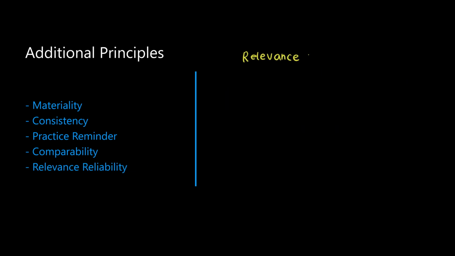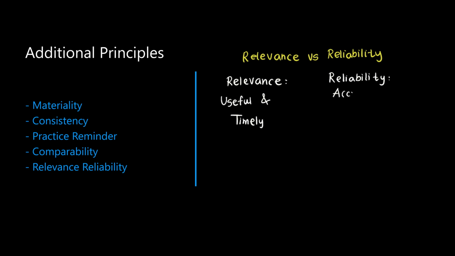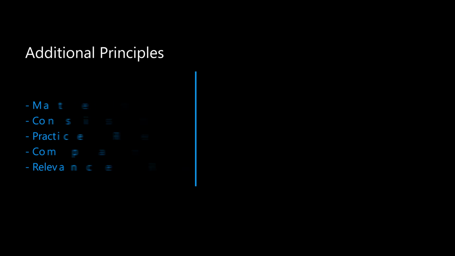Relevance means information is useful for making decisions. It's timely and helps predict future outcomes or confirm past results. Reliability means you can depend on the information being accurate and unbiased. There's tension between these two. More relevant information might be less reliable because it involves more estimation.